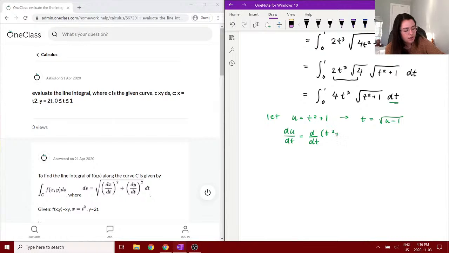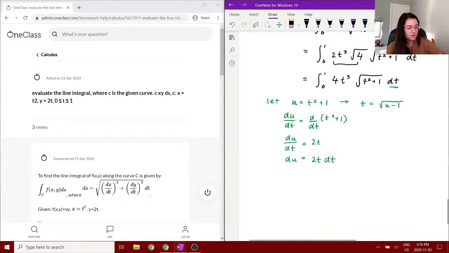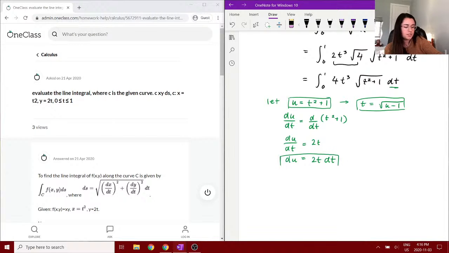So take the derivative of both sides. We get du by dt is equal to 2t, because remember, the derivative of 1 is just 0. So rearranging, we have du equals 2t dt. Okay, so we have a few different components here that we can use. We have what t is equal to, and we have what du is equal to.